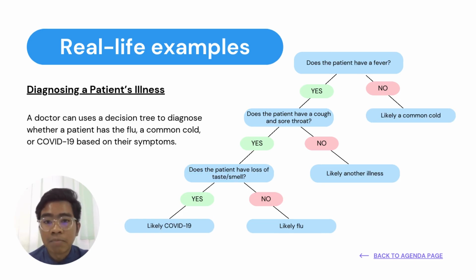Moving to the next real-life example, diagnosing a patient illness. A doctor can use a decision tree to diagnose whether a patient has a flu, a common cold, or COVID-19 based on their symptoms. Does the patient have a fever? If no, then it's likely a common cold. But if yes, we move into the next question. Does the patient have a cough and sore throat?